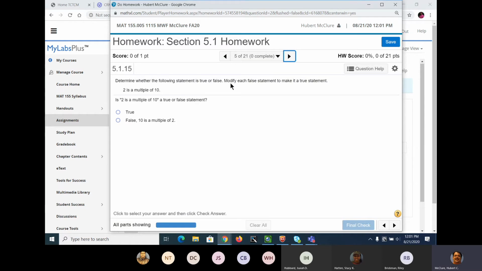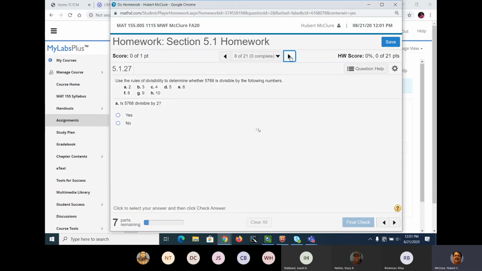Determine whether the following statement is a multiple, mod 2. Okay, that's pretty simple. I'm not going to worry about that. Let's get back to number 11. That bothered me. I saw that question. I don't know where that question came from. I'm going to have to go back and do that. Okay, here we go.